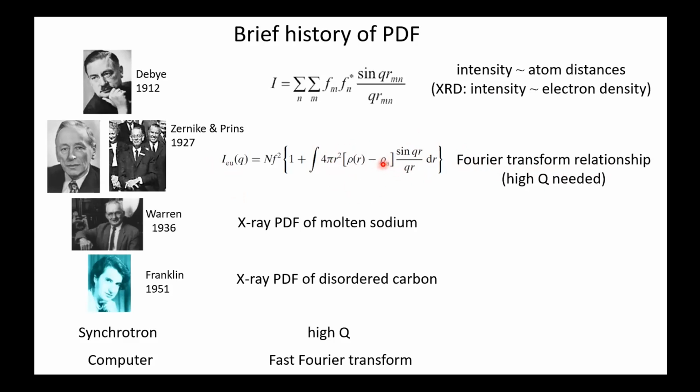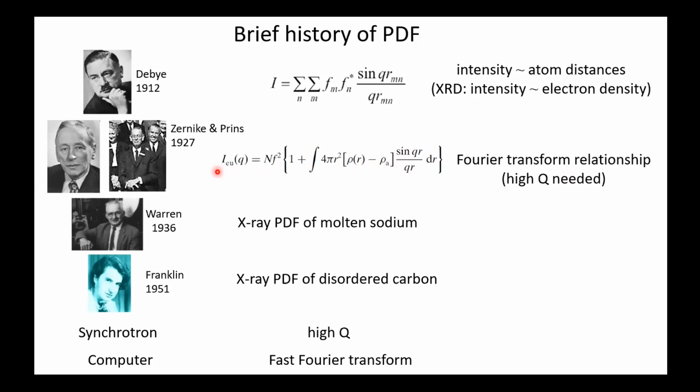So they pointed out this Fourier transform relationship between the intensity and the atomic density. So this rho_A is the average atomic density. That is basically saying how much the atomic density deviates from the average one has this kind of Fourier transform relationship with the r.